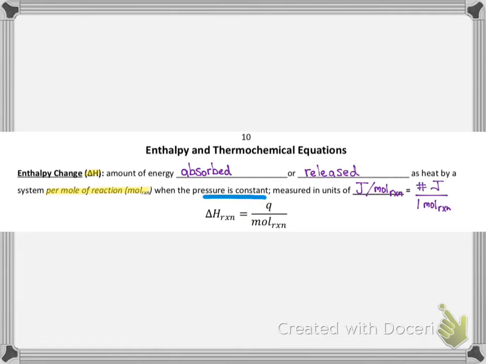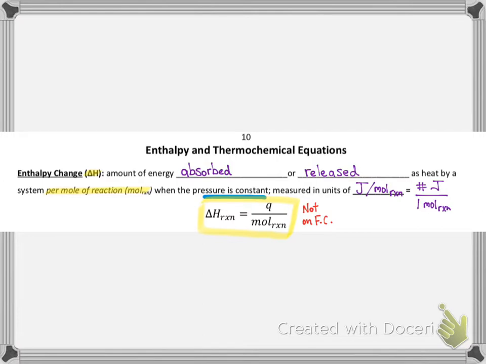And so, if you've been using Q, or mcΔT, to calculate the amount of energy absorbed or released, if you simply take Q and divide it by the moles of reaction, you have a very short and sweet formula for delta H. Now, this equation is not on your formula chart, but you don't really need it as long as you know the units. The units are joules per mole reaction, so that's Q divided by moles of reaction.